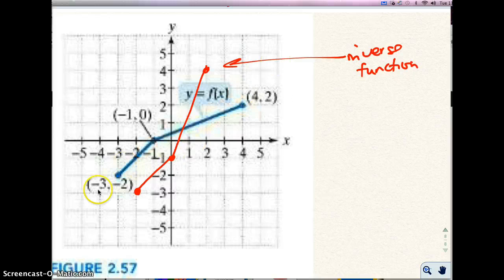Notice how it's symmetrical across this line y equals x. Y equals x is right here. Oh, sorry. Y equals x is this line right here. So it's symmetric across y equals x.